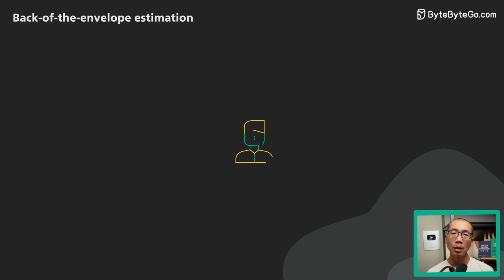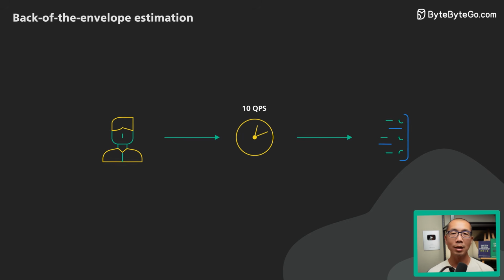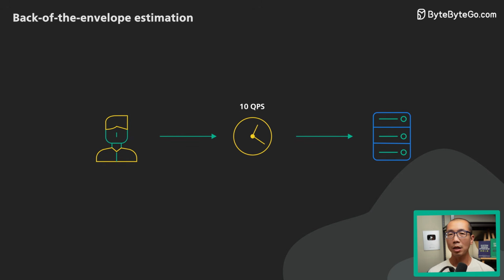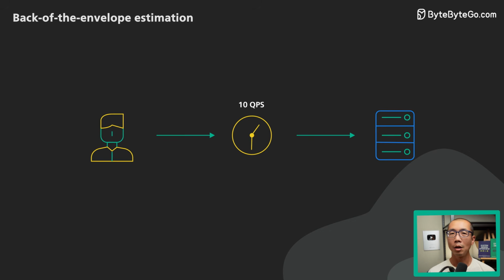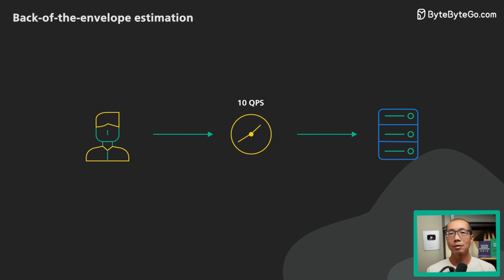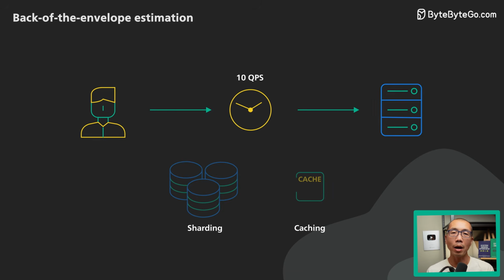Another example, if the math shows that the database needs to handle about 10 queries per second at peak, it means that a single database server could handle the load for a while, and there's no need to consider sharding or caching for a while.